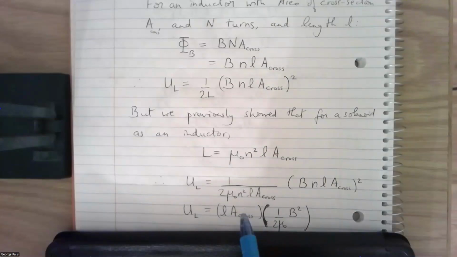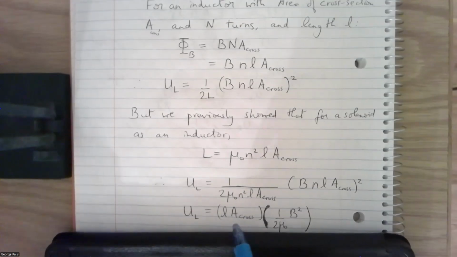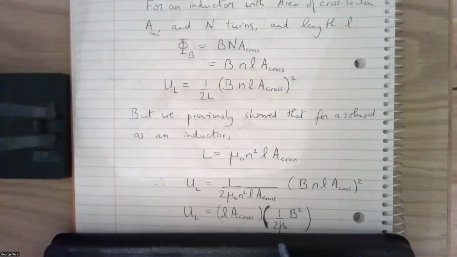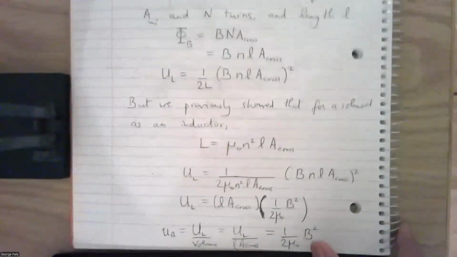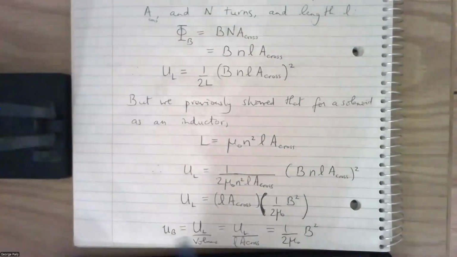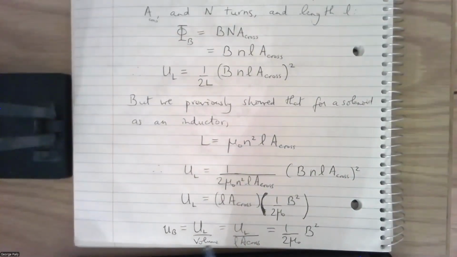But of course, l times A_cross is again simply the volume of the inductor. It's the area of cross-section of the inductor times its length. That is the volume inside the inductor, and that is where we have a nice uniform B field if our inductor is solenoid shaped. So once again, calculating the energy density, but this time for a magnetic field, we have U_L over the volume, which is U_L over l times A_cross, and that becomes 1/2 B squared over mu naught.